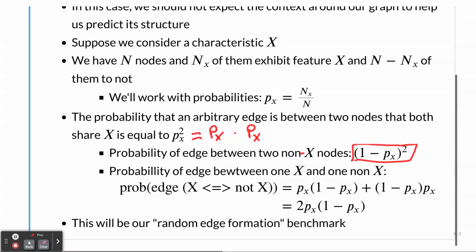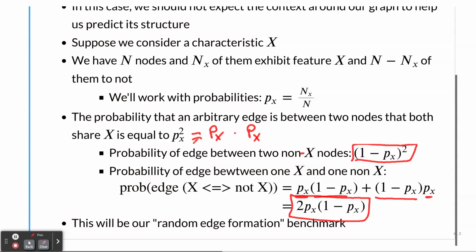And finally, the last probability that we'll consider is the probability of an edge forming between one node that has characteristic x and one node that doesn't. This probability would be either that the first node in our pair has characteristic x and the second doesn't, plus the probability that the first node does not and the second node does. These end up being the same term, and so the probability we're left with is 2 p_x times (1 minus p_x).